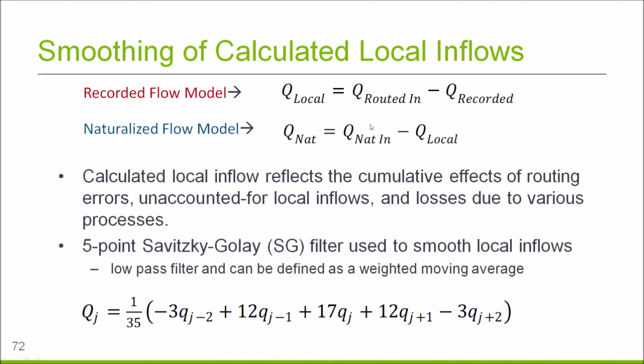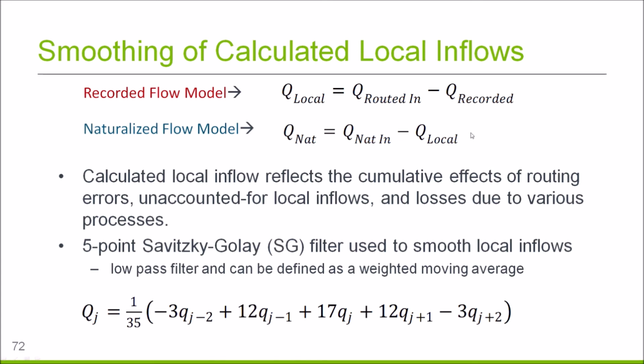So I think I explained it a little bit before, but again, the first thing you would do is route the flow from the upstream node, compare it with the recorded flow, and the difference we call local inflows. And then we adjust the naturalized flow with that local inflow. So Q net in, again, is the routed naturalized flow. You adjust that with that local flow to estimate the naturalized flow.